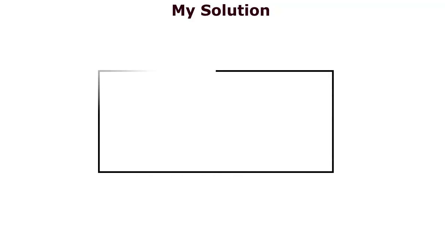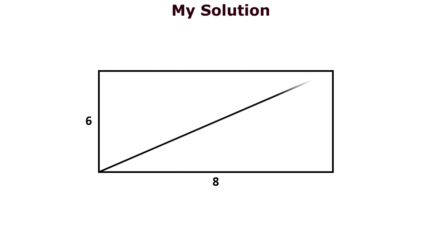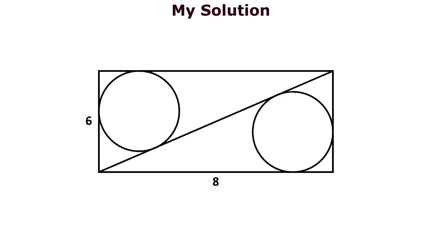We are given a rectangle. We know its sides measure 6 and 8 units respectively. Next, we draw one of the diagonals. Using the diagonal, we construct two circles that are tangent at the corresponding points of the rectangle. Our objective is to determine the distance between the centers of these two circles.